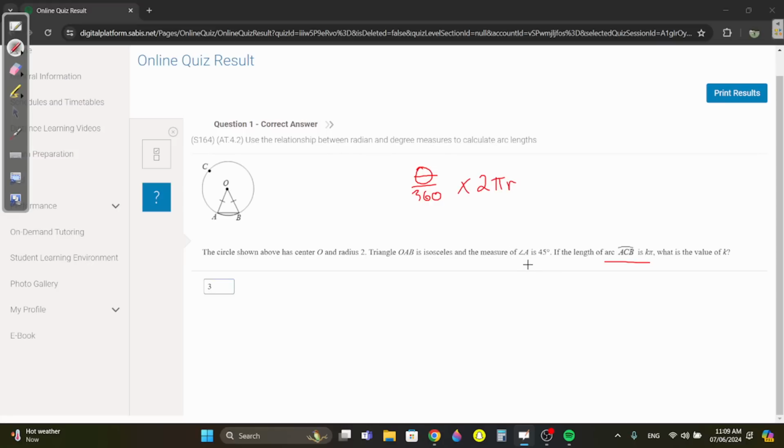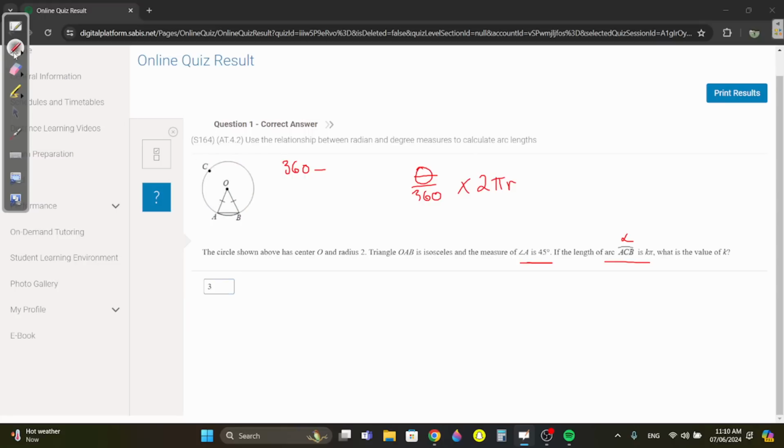We want to take a look. Angle A is 45 degrees. Theta would be the angle for the arc. They give us angle A is 45, and they want us to find the length of arc ACB. So we need the angle for this arc. Can we find it? I think we can. The measure of this arc ACB would just be 360 minus this blue arc AB. So can I find arc AB?